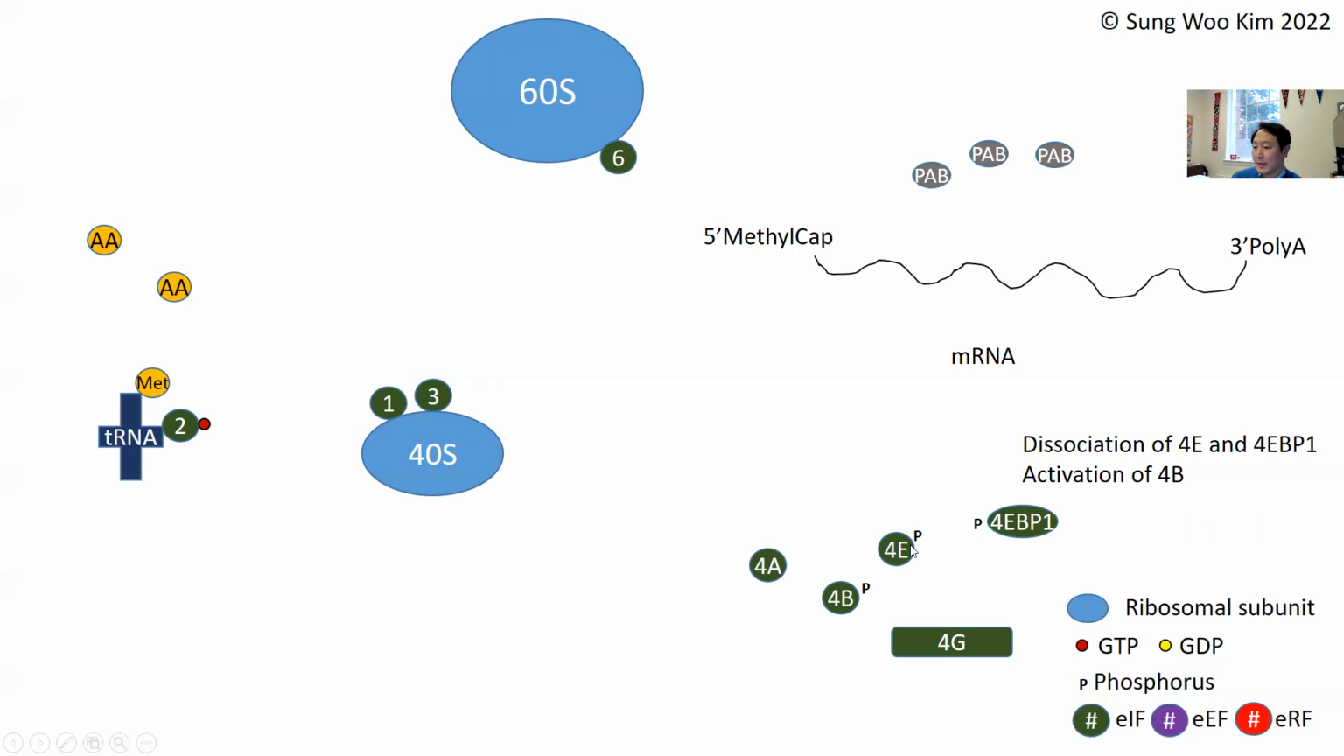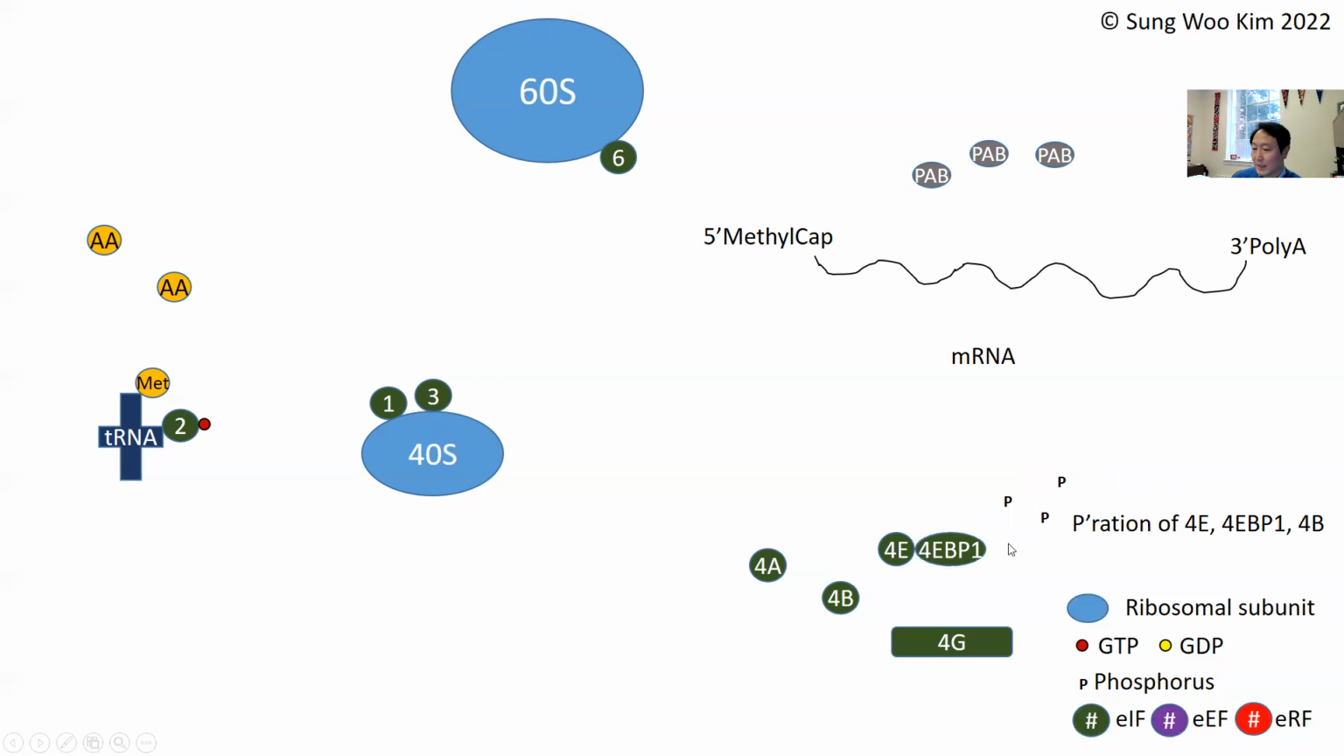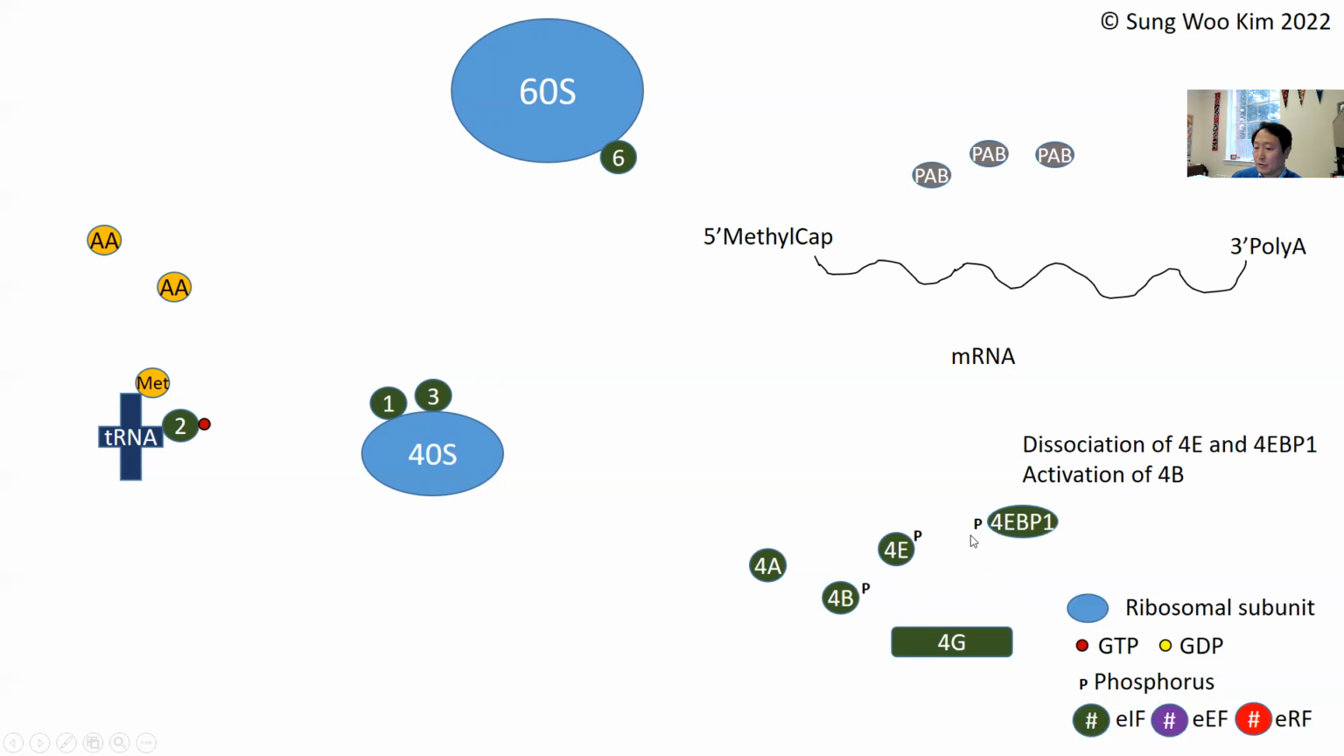Right? So now this 4E and 4E binding protein 1, in the previous slide, they were bound to each other and they are inactive. They cannot do anything and they are bound to each other. And this phosphorylation will dissociate them. So 4E can now form another structure called 4F together with 4A and 4G. At the same time, 4B is phosphorylated as well, and they are activated too.